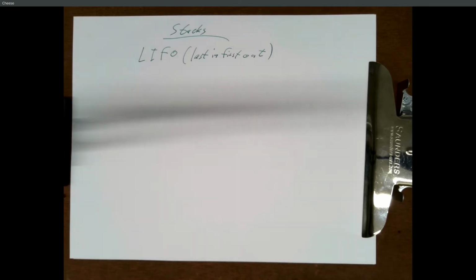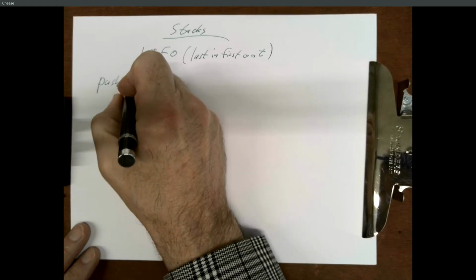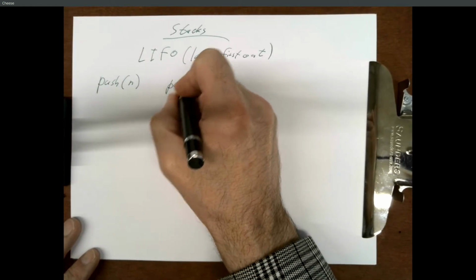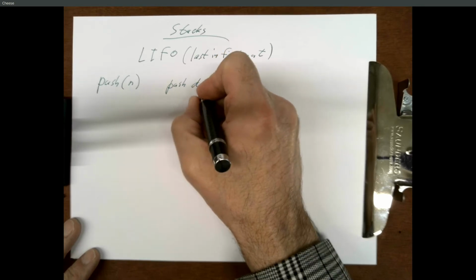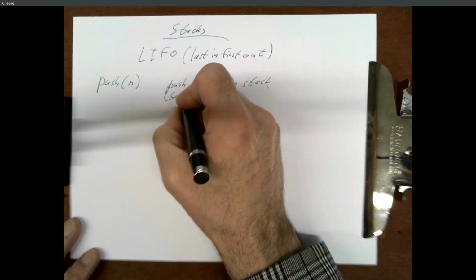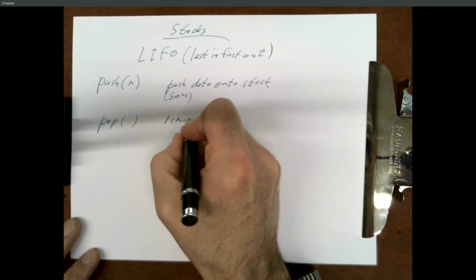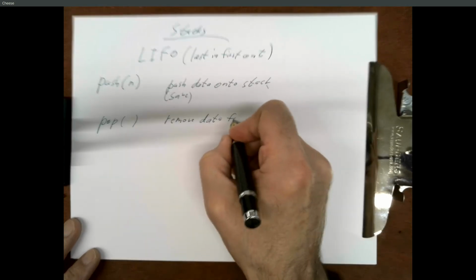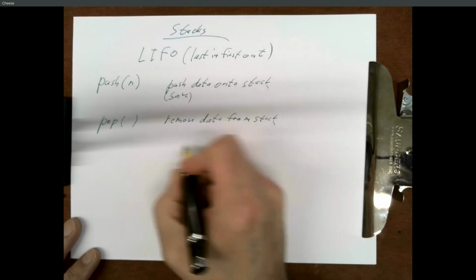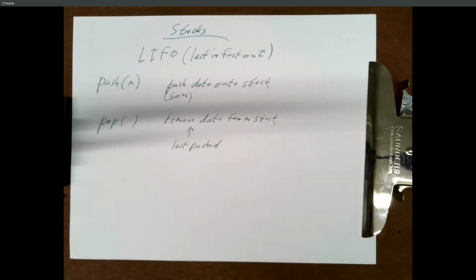And so we introduced some terminology. So the main interactions with a stack, if we say push n, this says push data onto the stack, which means save it. If we say pop, that means remove data from the stack. And you're removing the last pushed data. So the last thing you push, that's the first thing that you pop.